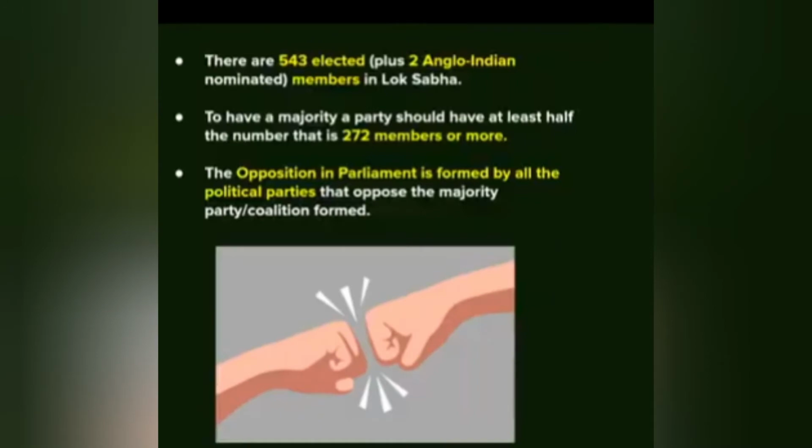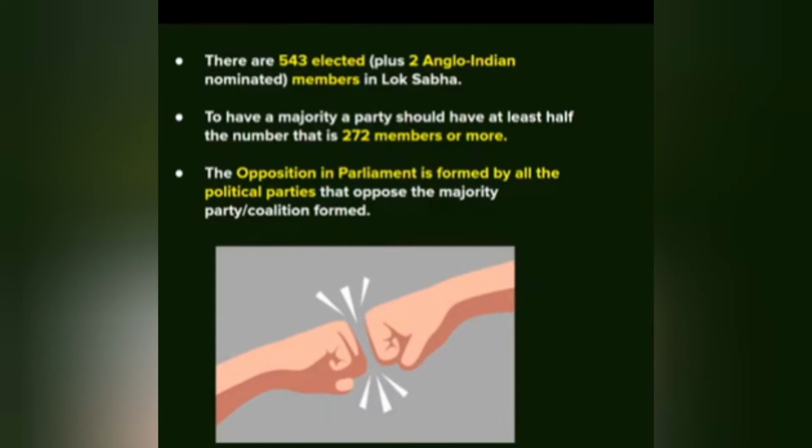Now coming to the Lok Sabha. The Lok Sabha is the lower house of the parliament. It is also known as the house of the people. The total strength of the Lok Sabha is limited to 552 members, whereas its present strength is 545 members.